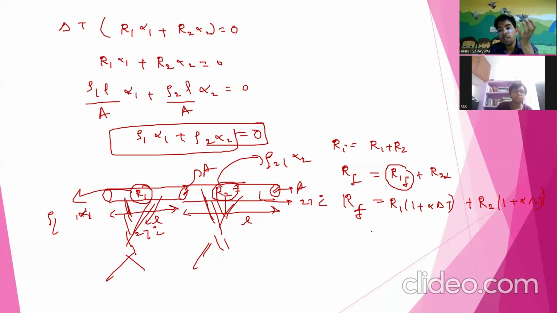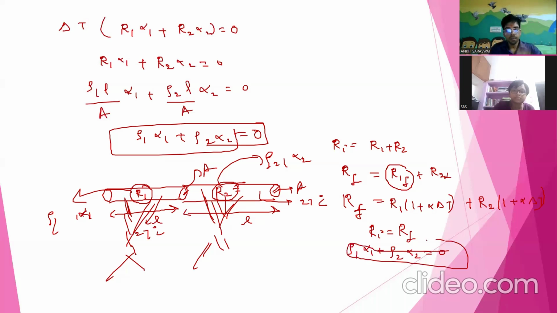Then RI is equal to RF. When you put in the values, R1 plus R2 cancel out. Finally you get the relation rho 1 alpha 1 plus rho 2 alpha 2 equal to 0. This is a direct relation, you must remember this.